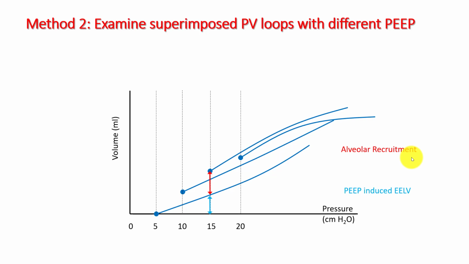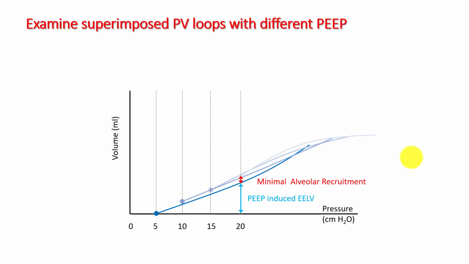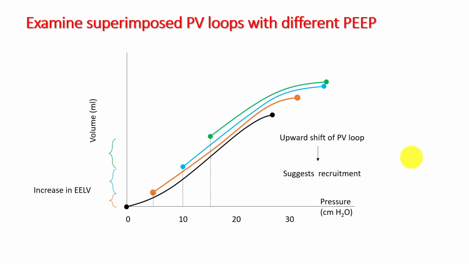As you increase the PEEP, you see that the alveolar recruitment portion is increasing as well as the PEEP-induced end expiratory lung volume. However, at a certain point, you do not see any more alveolar recruitment. The only thing you see is PEEP-induced hyperinflation. So you drop down the PEEP to the point where the alveolar recruitment stops. If you do not see any alveolar recruitment using this method, you do not really have to go up on the PEEP, as it will not result in any more oxygenation. So an upward shift of the PV loop signifies recruitment.